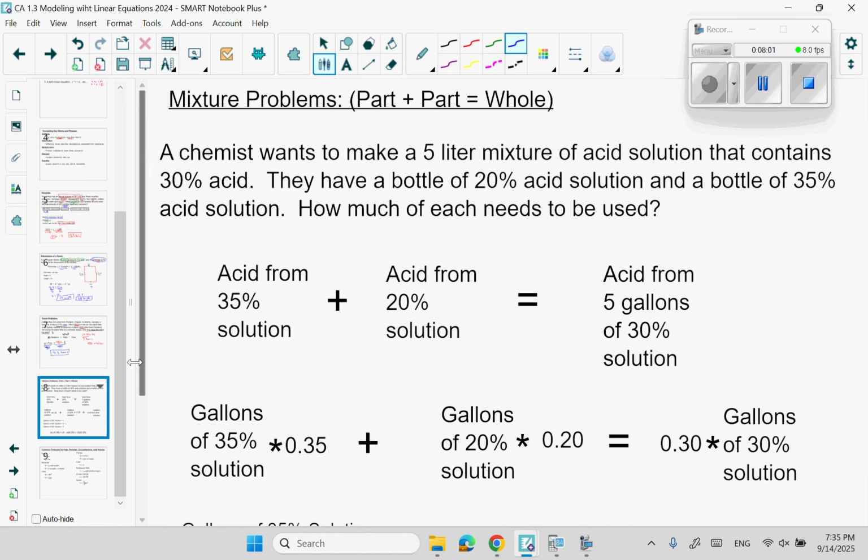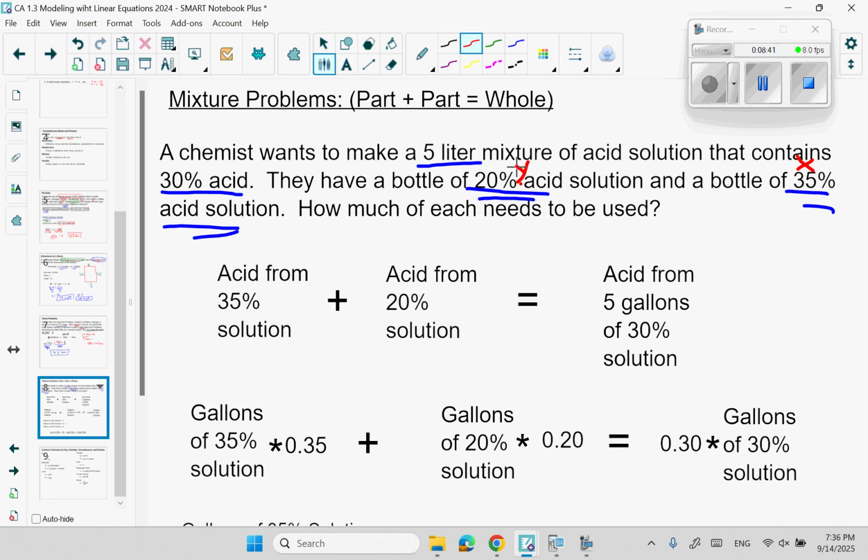Next one. Mixing problems. This would be a part plus part equals a whole. As I referred to, like those problems with the peanuts and cashews, like in your homework. A chemist wants to make a 5-liter mixture of acid solution that contains 30% acid. They have a bottle of 20% acid solution and a bottle of 35% acid solution. So we're going to have to use 2 different things to add it all together. For the sake of clarity, I'm going to call the 35% solution my x and the 20% my y.